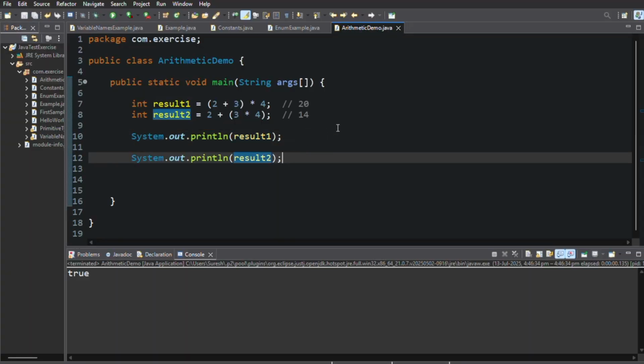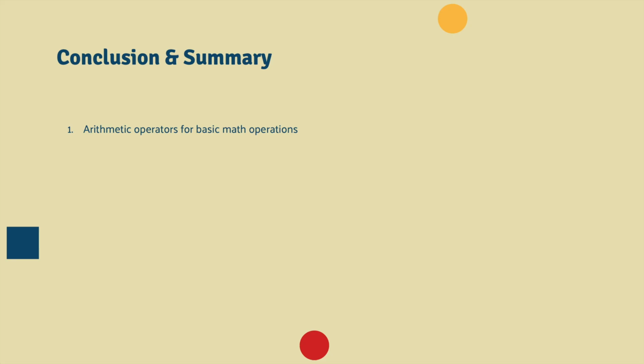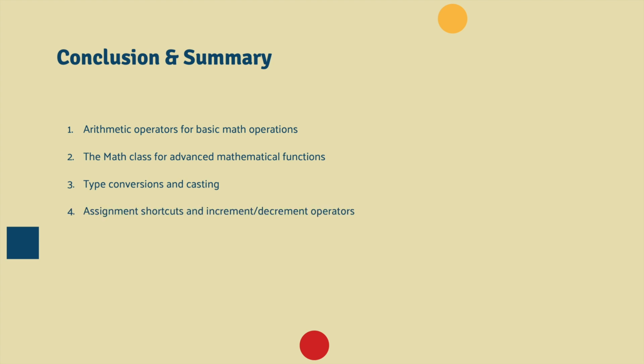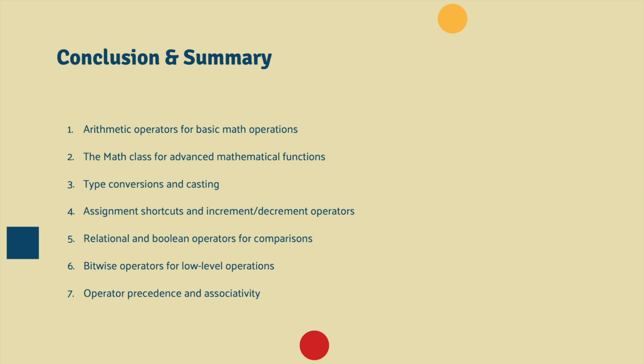Wow, we've covered a lot of ground today. Let's quickly recap what we learned. Arithmetic operators for basic math operations, the Math class for advanced mathematical functions, type conversions and casting, assignment shortcuts and increment decrement operators, relational and Boolean operators for comparisons, bitwise operators for low-level operations, operator precedence and associativity.